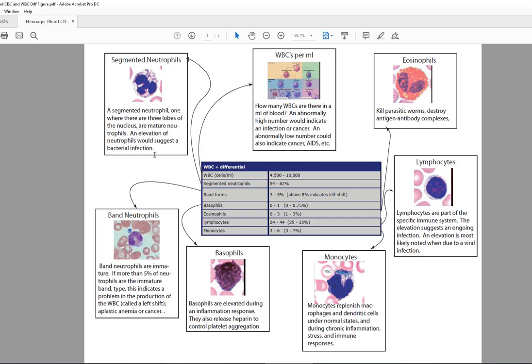And then band neutrophils is an immature neutrophil, and the reason to pay attention to band neutrophils is if you have a lot of immature neutrophils out in your blood, that's an indication of cancer. You shouldn't have immature cells out in your blood. They should still be back in the bone marrow. Okay, so that's white blood cell differential.